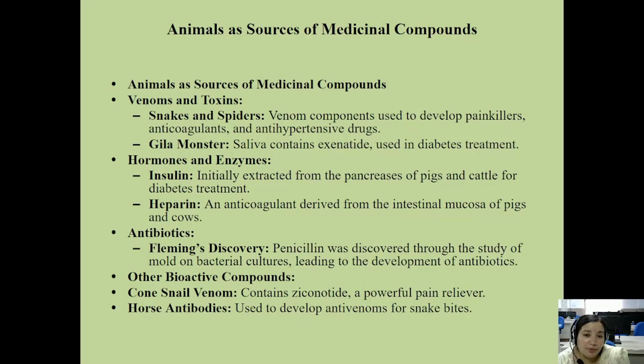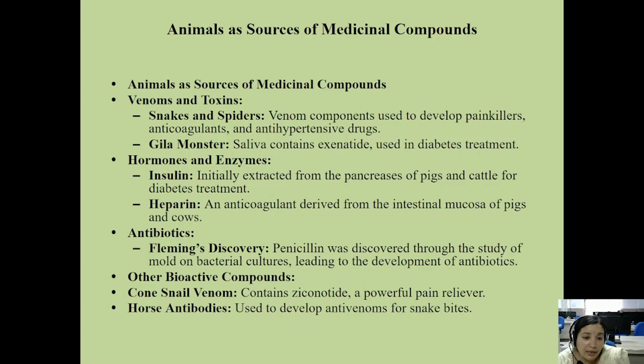Snakes and spiders: venom components are used to develop painkillers, anticoagulants and antihypertensive drugs. The Gila monster's saliva contains exenatide, used in diabetes treatment. Hormones and enzymes: insulin was initially extracted from the pancreas of pigs and cattle for the treatment of diabetes patients.